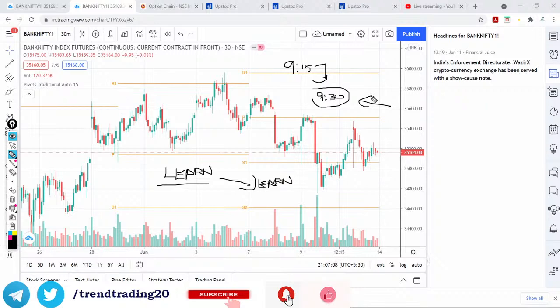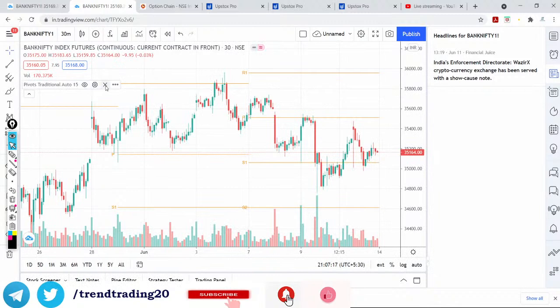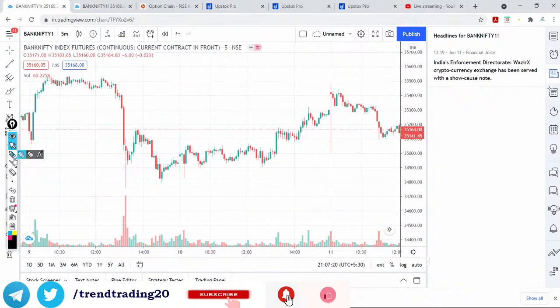One question from Rohit sir, how to add pivot points? Sir, simple. I will show you 2 examples, one in your brokerage terminal and one in this TradingView app. I'm just removing both of these. Look at this TradingView.